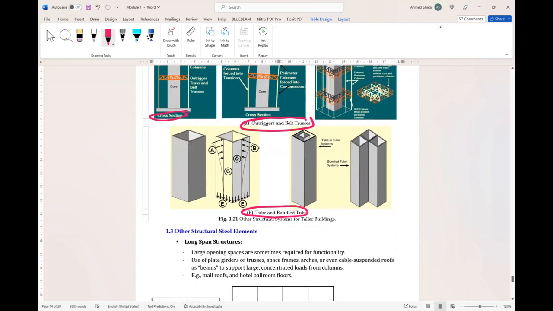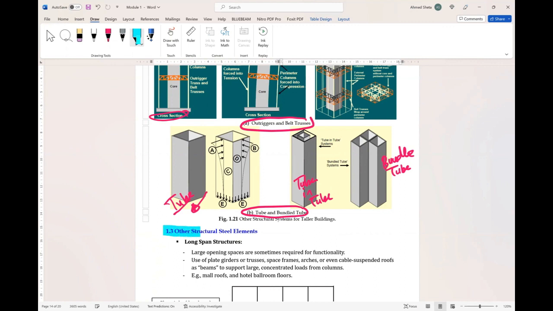In figure B, there is a system of tube. This is a basic one. And here is tube in tube system or bundled tube. Okay, all these systems are structural systems used to resist the wind load in the tall building.